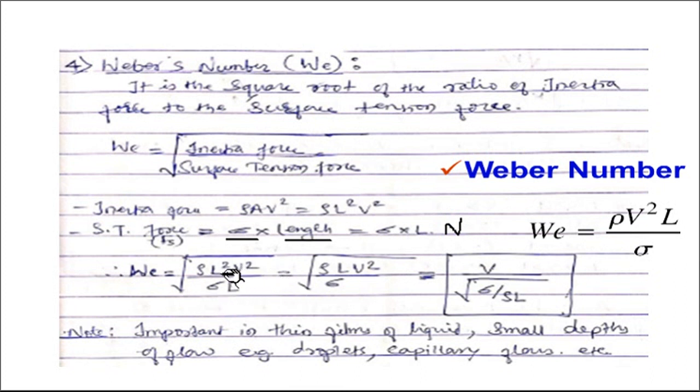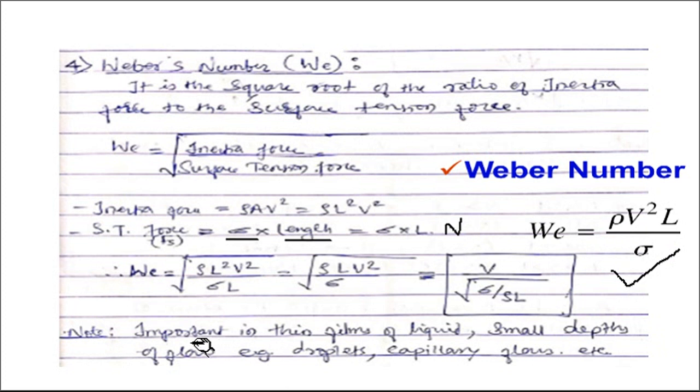Cancelling the length, and rearranging these terms as velocity upon root of sigma upon rho L, taking the square root. Also, there is one more formula of Weber's number as rho V squared L upon sigma. So this formula is applicable for liquids. So this is the liquid Weber's number, for liquids.